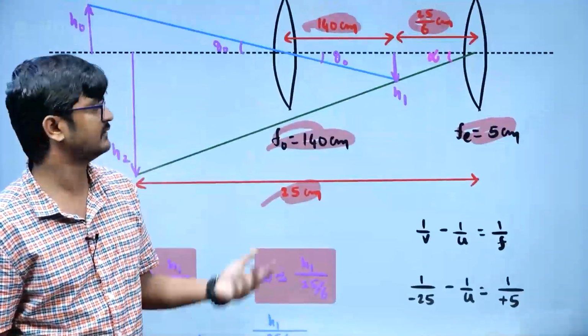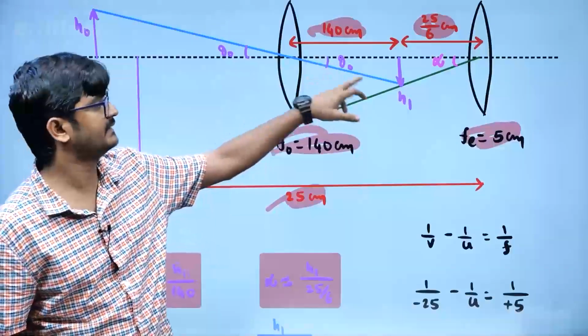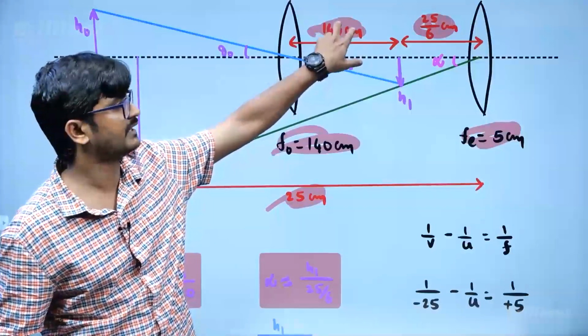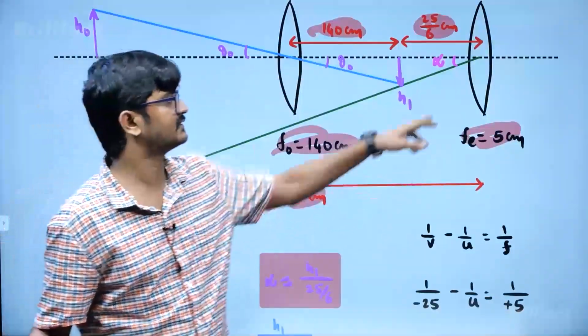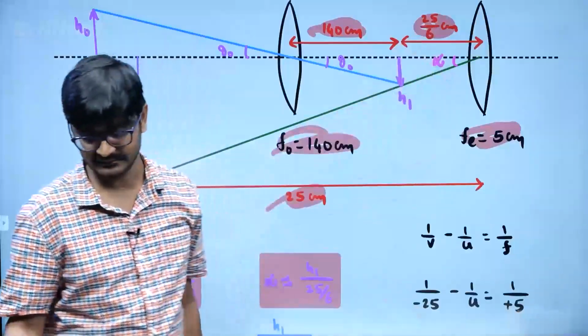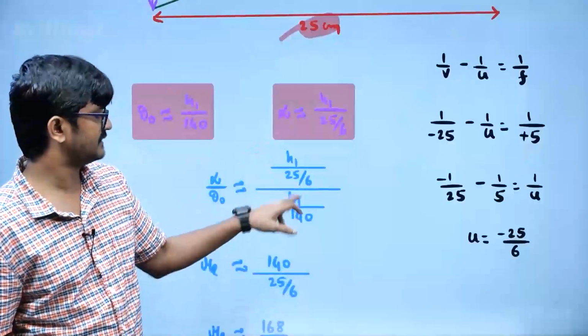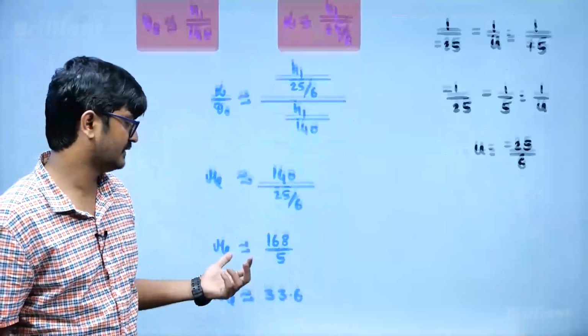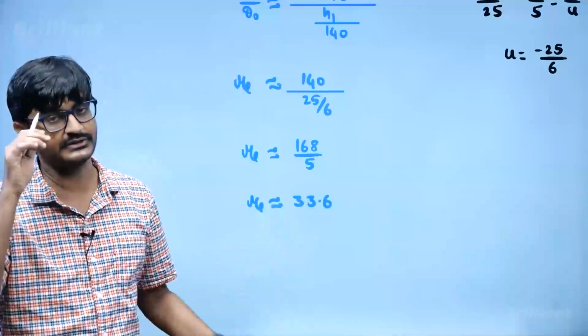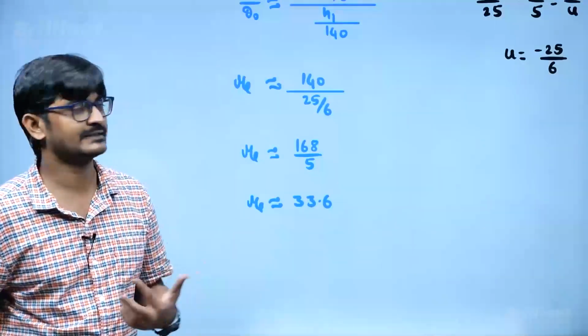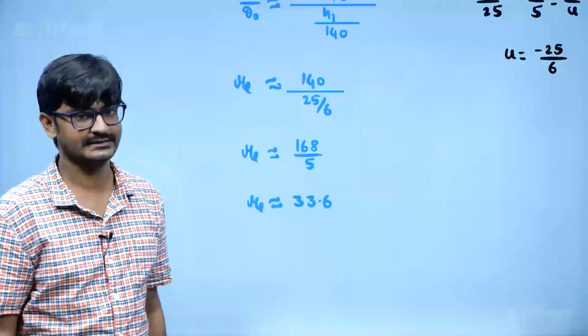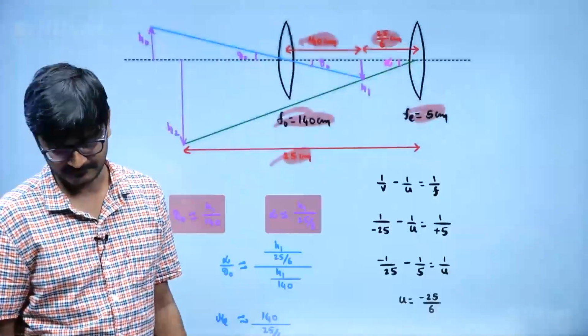Now what you need to see is the angle subtended at my naked eye. It is h1 by 140. What is the angle subtended using this instrument? h1 by 25 by 6. So h1 by 25 by 6 divided by h1 by 140. When you do it, you will get 33.6. So using this instrument, I can increase the angle subtended by 33.6 times, right?